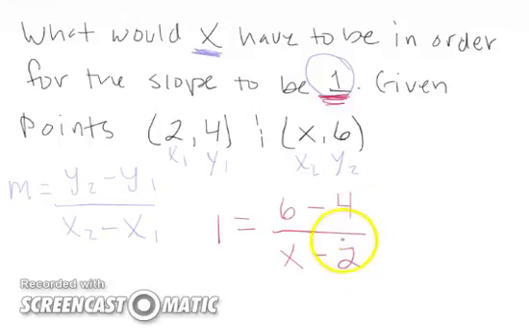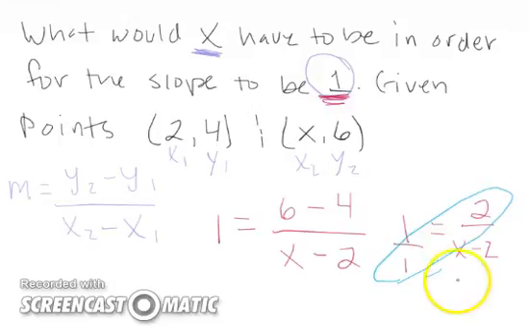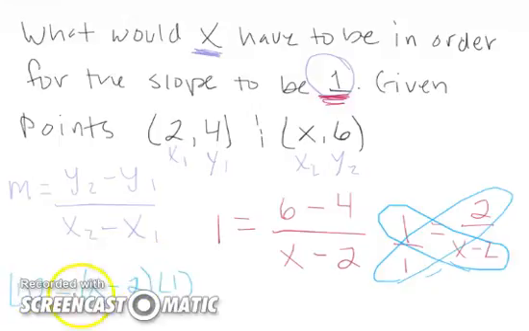Let's see what we end up with. 6 minus 4 gives me 2 over x minus 2 equals 1. There are two ways we can think about it. I could guess a value for x that would give me a 2 on the bottom, because 2 over 2 would equal 1. Or I can treat this as 1 over 1 and cross multiply. Let's do the cross multiply piece. Cross multiply, and we get 2 equals x minus 2. This is multiplied by 1, and this is also multiplied by 1, but it doesn't really change the value.